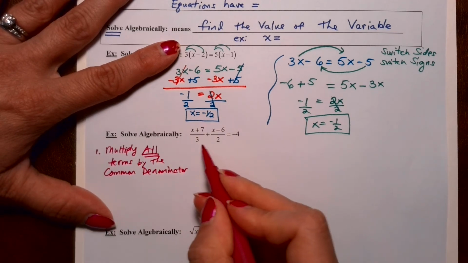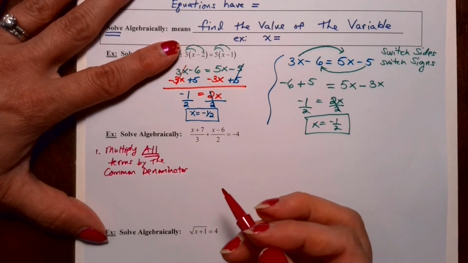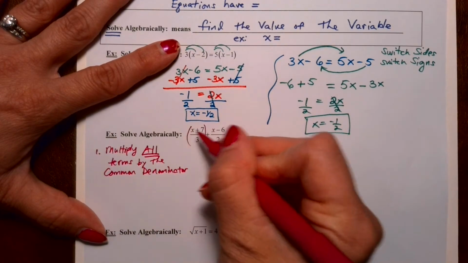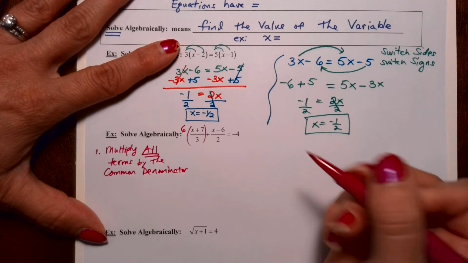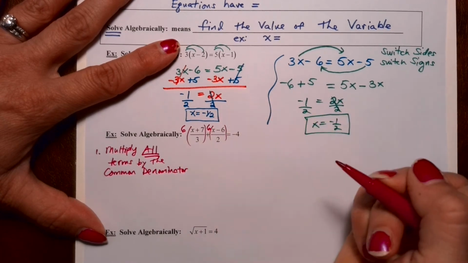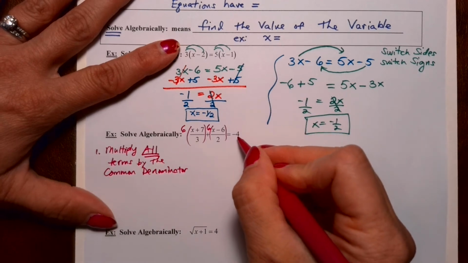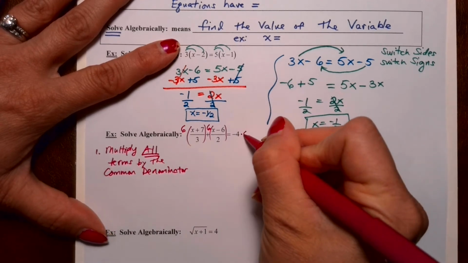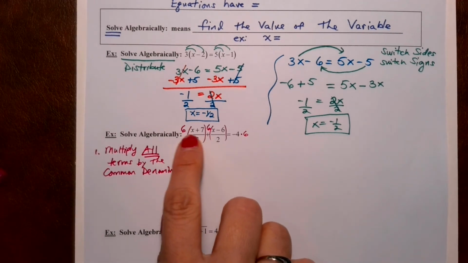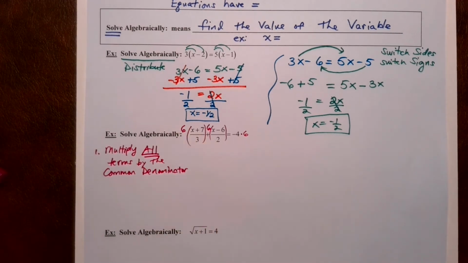Okay, so the common denominator between 3 and 2 is 6. But we have to multiply all the terms. So I'm going to put parentheses. Here's the first term. It is going to get multiplied by 6. This second term right here, it is going to get multiplied by 6. Don't forget to do the right side. Multiply it by 6. Now we don't actually multiply by 6. Why did I pick 6?